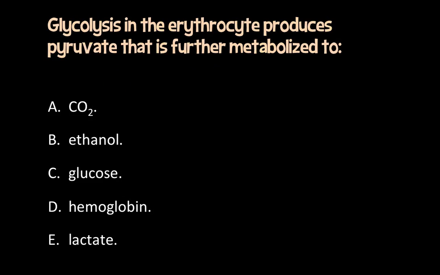Alright, so let's go on. Glycolysis in the erythrocyte produces pyruvate that is further metabolized to... But first of all, what is an erythrocyte? Well, you should have correctly said that an erythrocyte is a mature red blood cell.